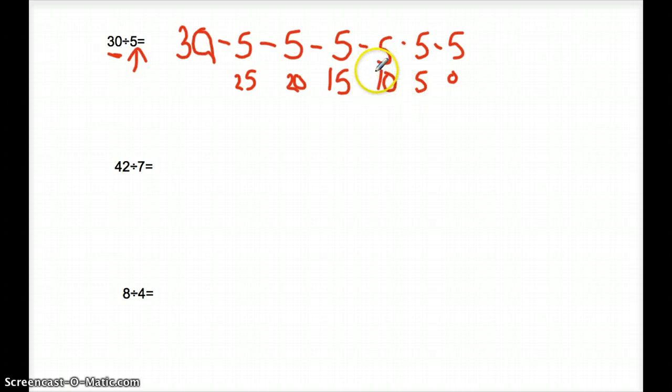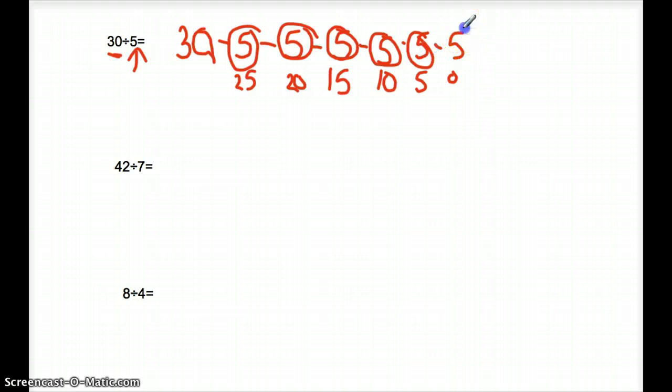Now I've done all the hard work. I have to figure out my answer. Remember, in division, I'm looking for the number of groups. So let's see, how many times was I able to take it out? 1, 2, 3, 4, 5, 6. So 30 divided by 5 equals 6.